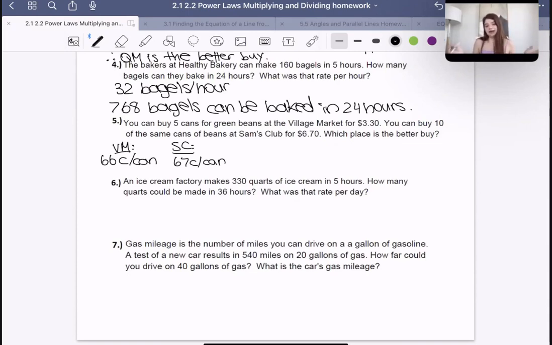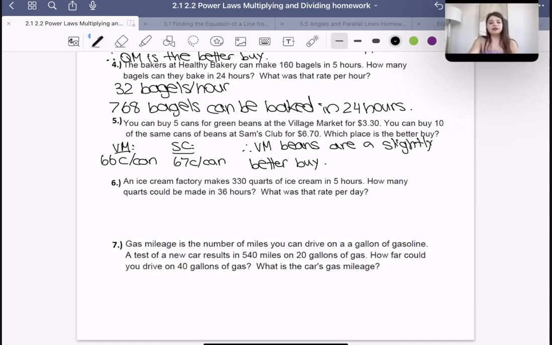So again, not a very big deal, not very much. We only save 1 cent per can and 10 cents across our purchase, but I digress. Long story short, Village Market has a slightly better deal. So the Village Market beans are a slightly better buy. Awesome.